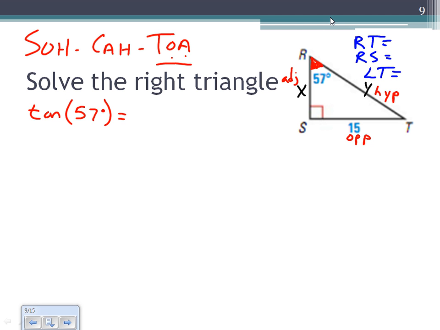15 over x. Leslie, what do you think? So we're using the tangent. So it's going to be what over what? So what's it going to be with the picture then? Good. 15 over x.